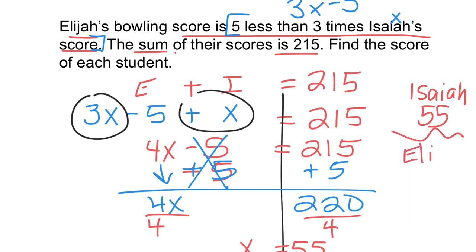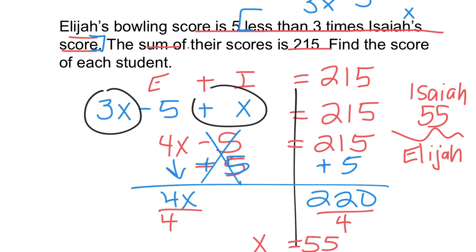Elijah would have had a score of what? How do we figure out Elijah's score? A couple of ways you could do that. You could take that 55, that is x, and plug it in for x up here in Elijah's expression. So 3 times 55 minus 5. And that will give you Elijah's score.